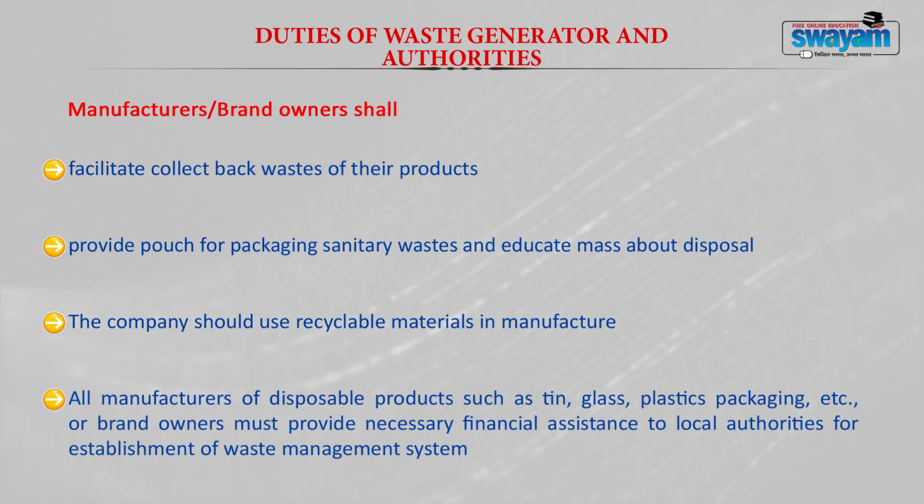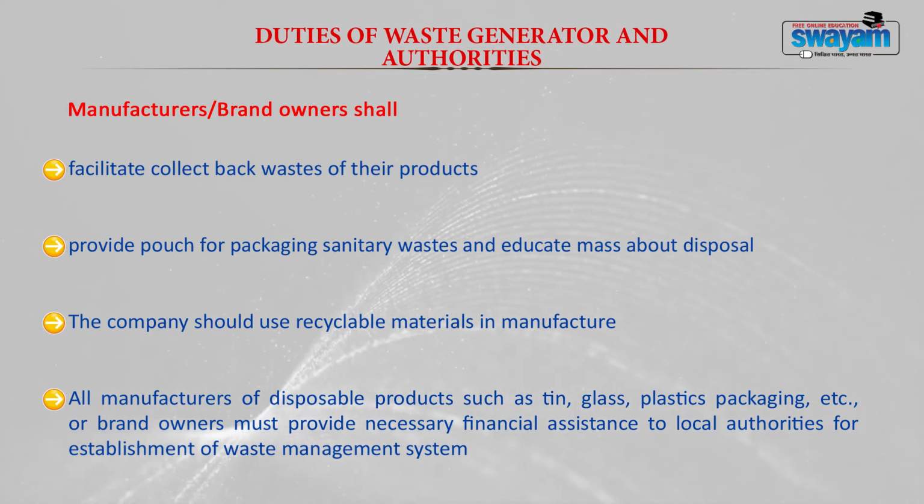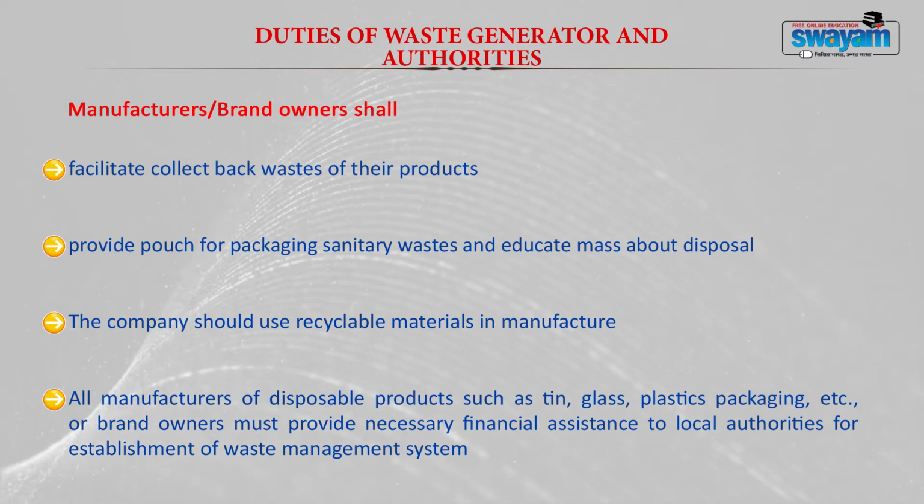Now, for all manufacturers of disposable products such as tin, glass, plastic, packaging material, etc., the brand owners must provide necessary financial assistance to the local authorities for setting up a waste management system. Now, industries like cement and power plants shall use RDF as a fuel. RDF is nothing but refuse derived fuel, fuel derived from waste material within 100 kilometers. That means, if you have an industry within 100 kilometers of a refuse derived fuel generation plant, the industry should purchase fuel from this plant.